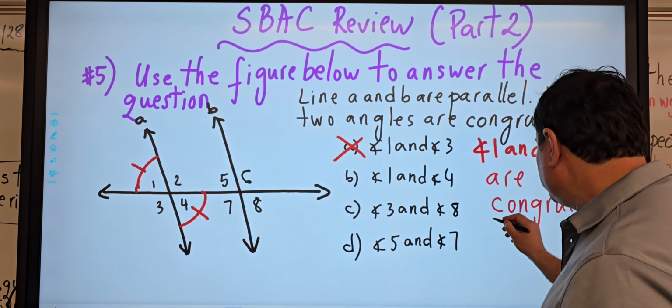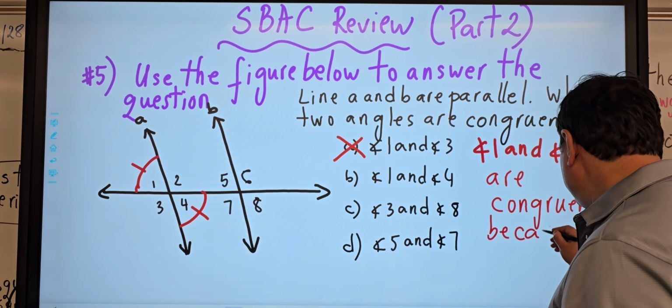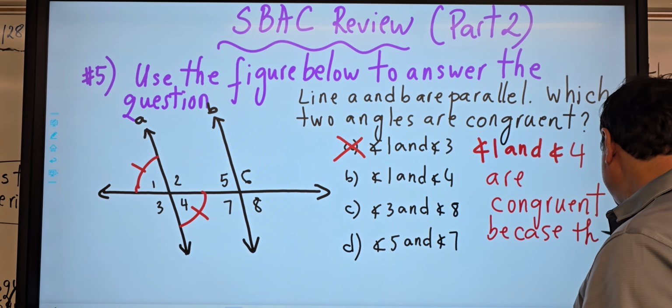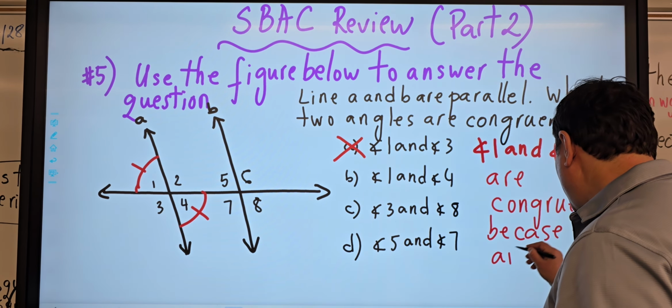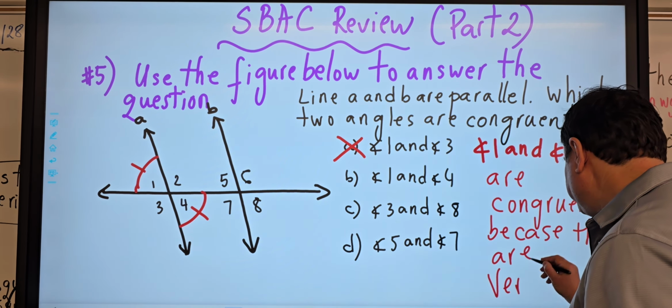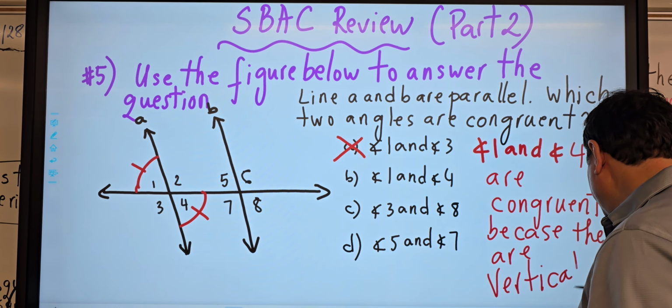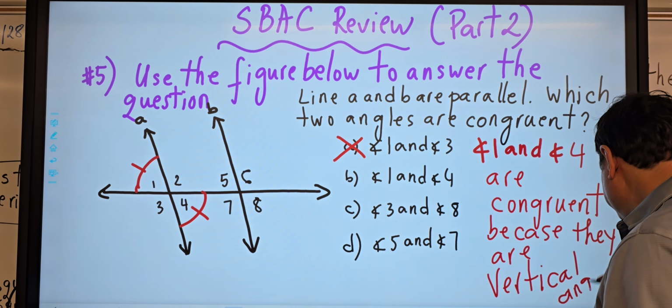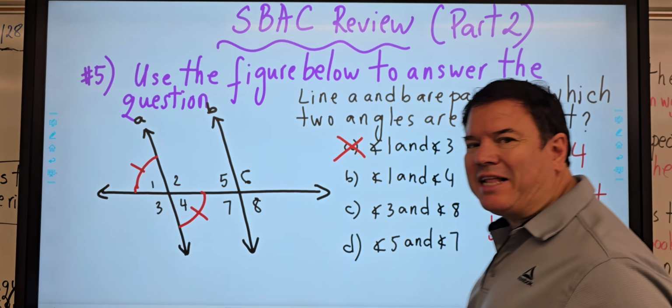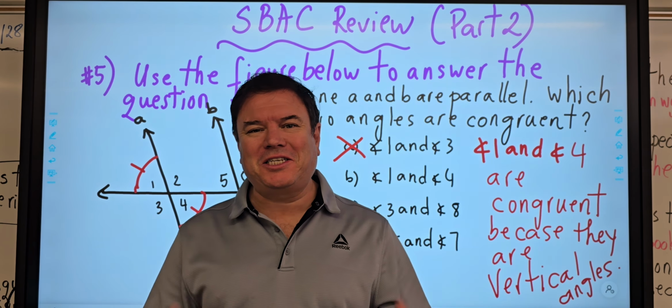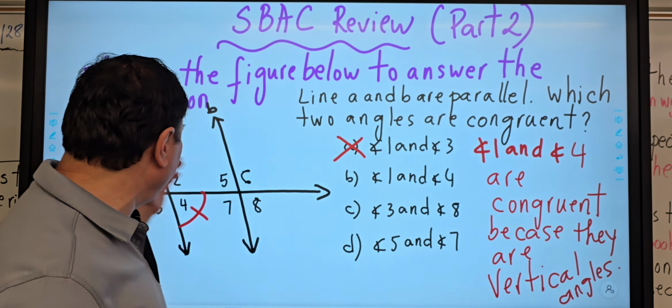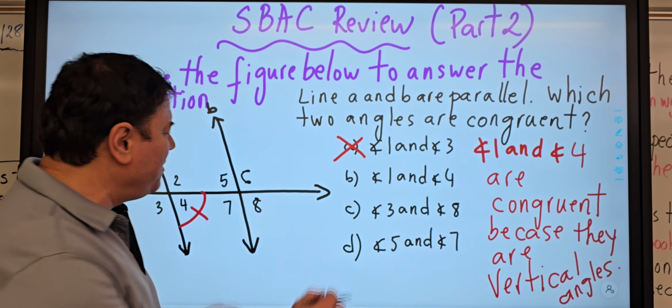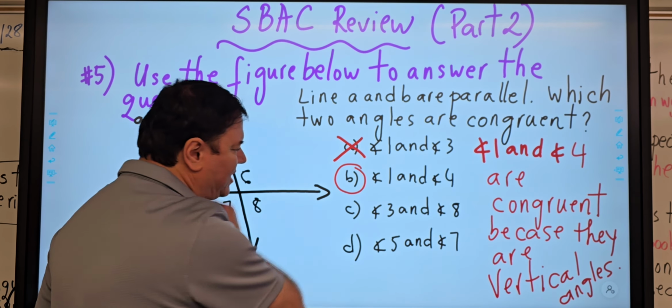because they are opposite, because they are vertical angles. Please remember that vertical angles are the same or congruent. Okay, so angle 1 and angle 4 are vertical, therefore B is our answer.